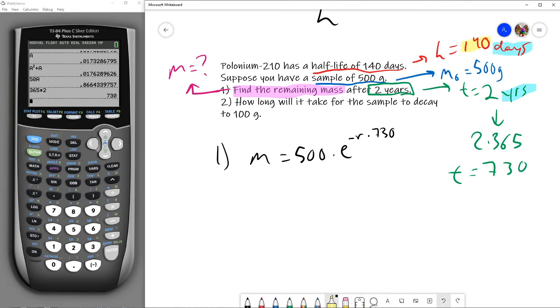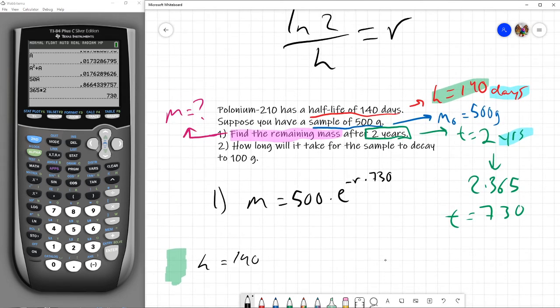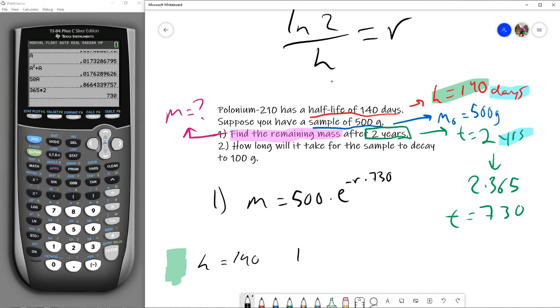We'll use this green one. Yeah, we can see that better. So we'll indicate that we're going to do our work over here. So if h is equal to 140, then we can use our equation here, where natural log of 2 over 140 is equal to r.